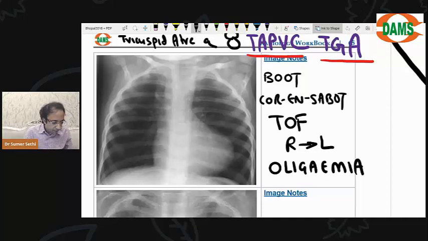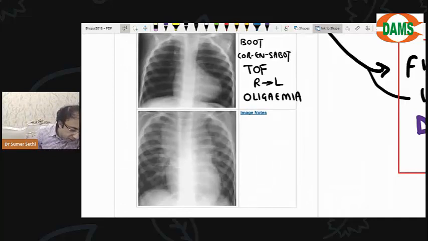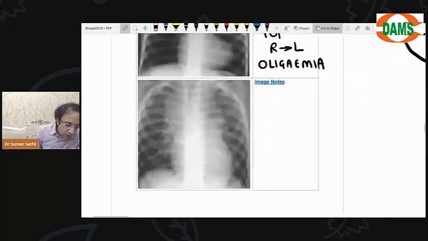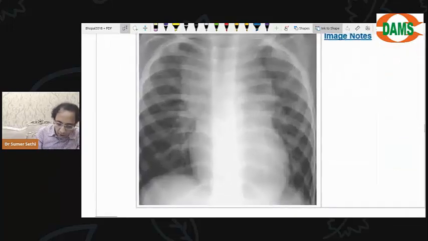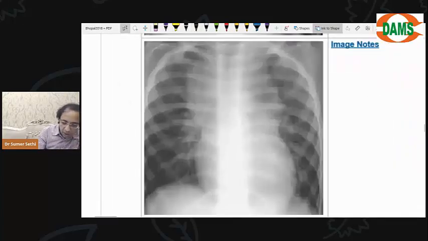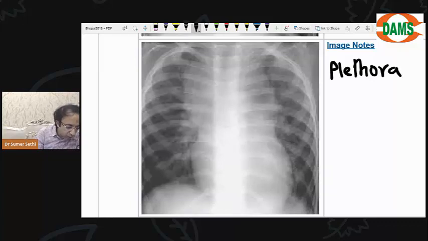Okay. See the next X-ray now. Now compare the lungs in these two X-rays. Do you agree in the second X-ray, the lungs have a lot of white areas as compared to the previous X-ray? Can you see? In this X-ray, there are a lot of white areas. That means there is plethora. Increased amount of blood in the lung will lead to more white lines, more white patches, plethora.